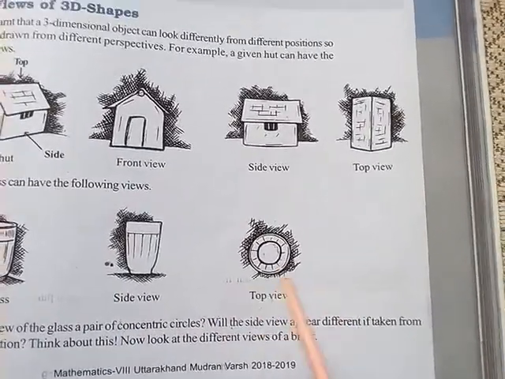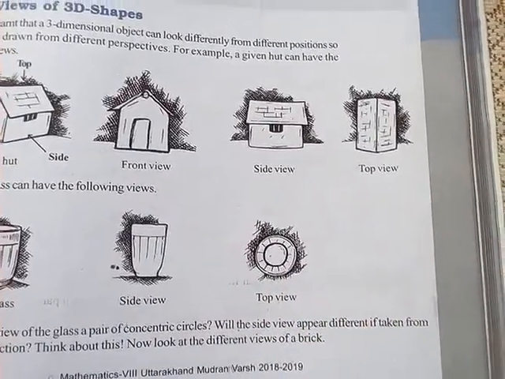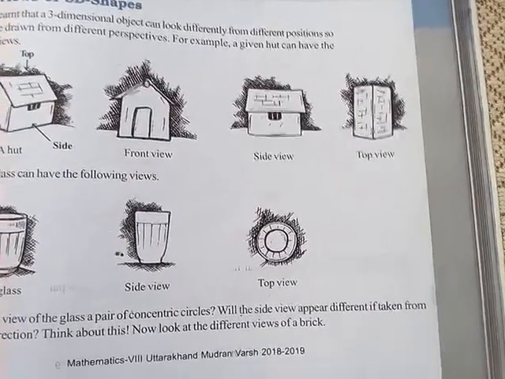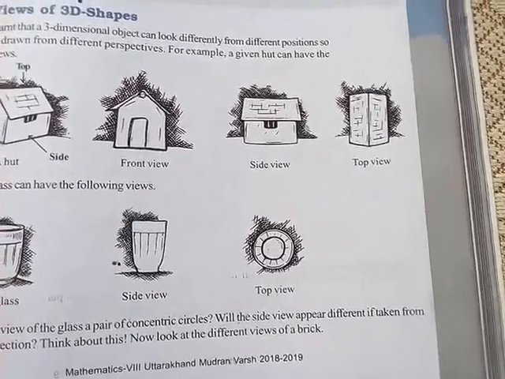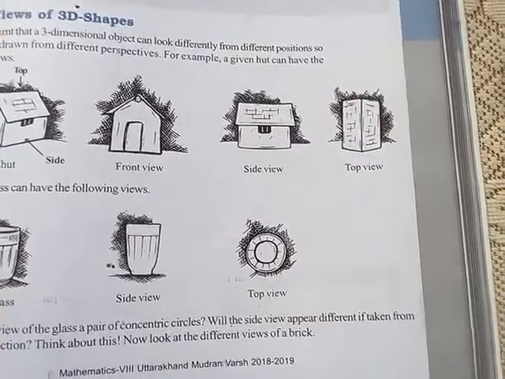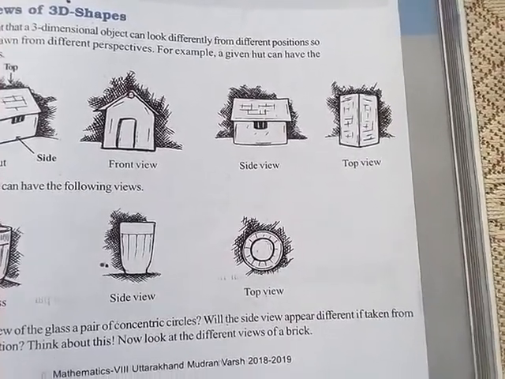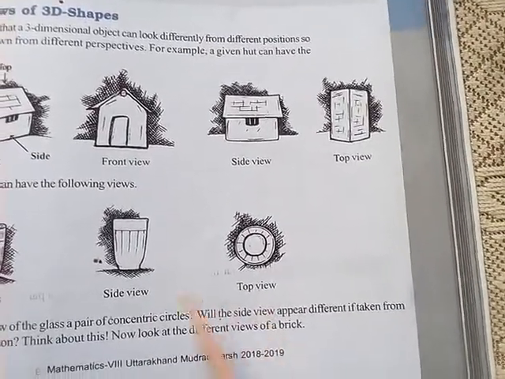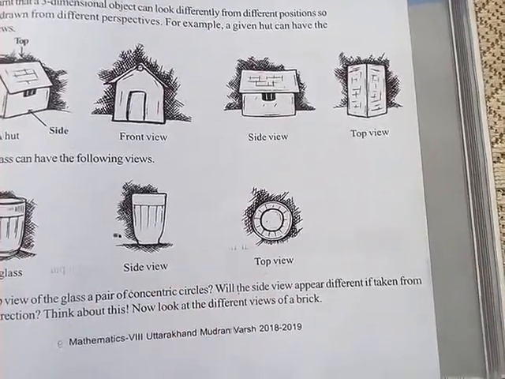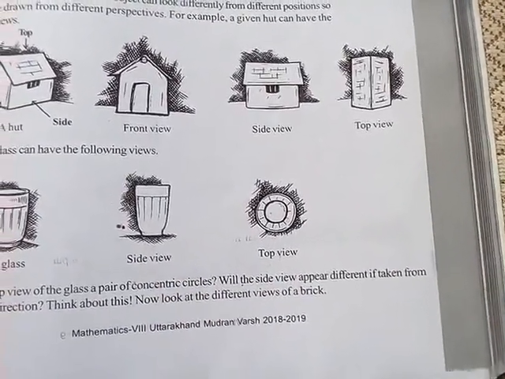Top view means you are looking at the picture from the upper side, right? You are looking at the picture from the top. And the front view is when you are looking at the picture from in front of it.